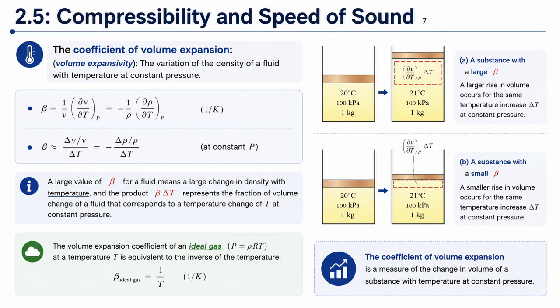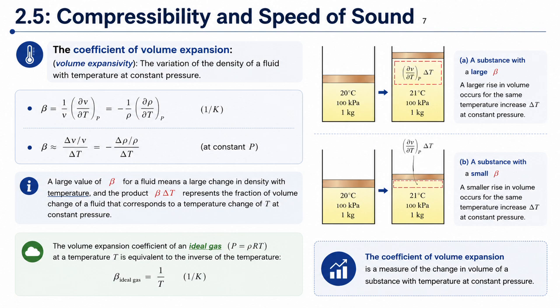Now we will look into the coefficient of volume expansion. Coefficient of volume expansion is written as beta is equal to 1 by V times dou V by dou T at constant pressure. It can also be written in terms of density. Beta is equal to minus 1 by rho times dou rho by dou T at constant pressure. Again, the reason for the negative sign is when temperature increases, volume usually increases but the density decreases.